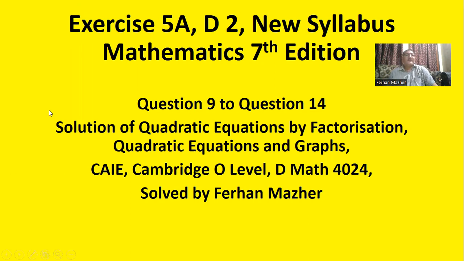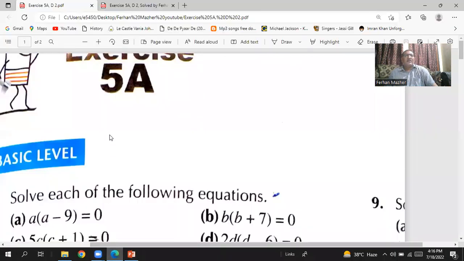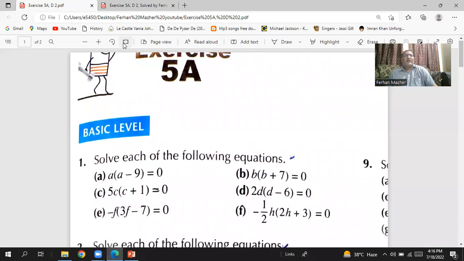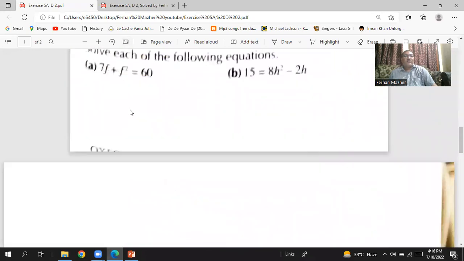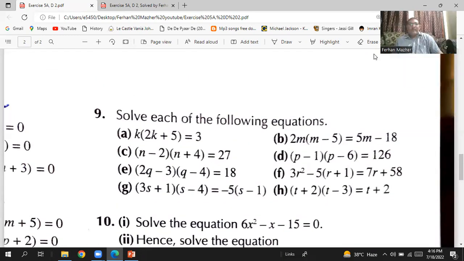Okay, so let's start, and we will start from question number 9. Exercise is 5A, and we will solve its question 9. Okay, so we are going to question number 9. So question number 9 is showing up on your screen. So he says solve each of the following equations. So the first part, k bracket 2k plus 5 bracket close equal to 3.